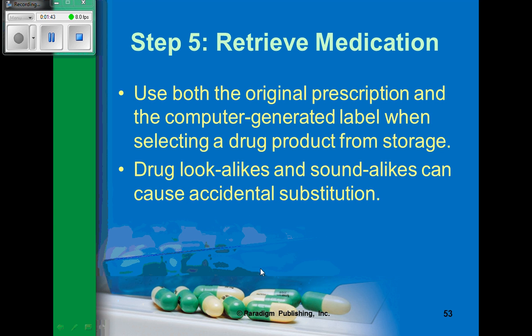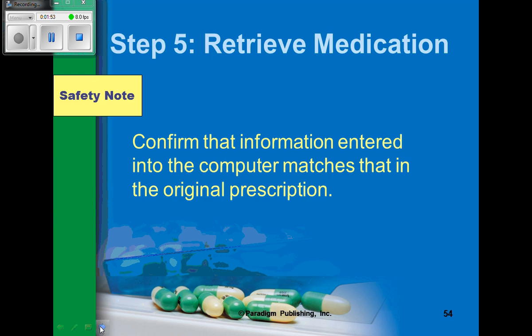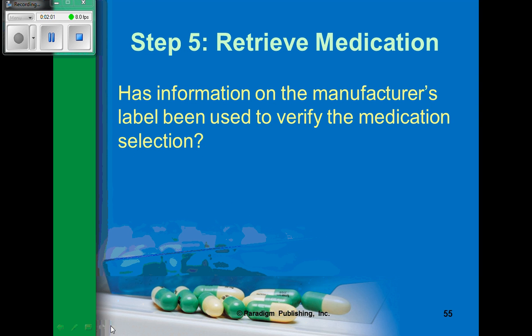Be aware of tablets and things like that that have extended releases. Also, different types of cough medications may have different types of formulas. Confirm, of course, that information entered into the computer matches that in the original prescription. So, something to think about. Has the information on the manufacturer's label been used to verify the medication selection?